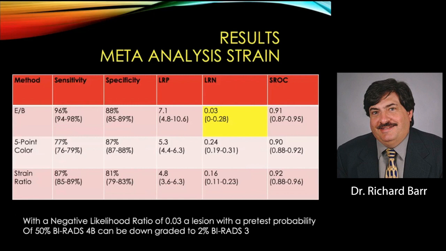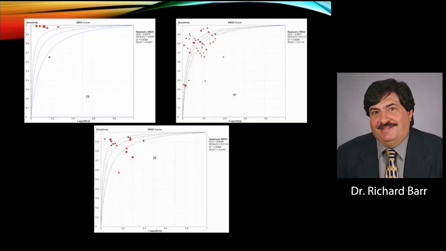The LRN is the negative likelihood ratio, 0.03 for the E to B distance ratio. And what that means is that if we have a pretest probability of 50%, so all BI-RADS 4B lesions and lower, we can downgrade them to a 2% probability. So we would be able to downgrade 4B lesions to a BI-RADS 3. On the other 2 methods, we could only downgrade 4A lesions to a BI-RADS 3.